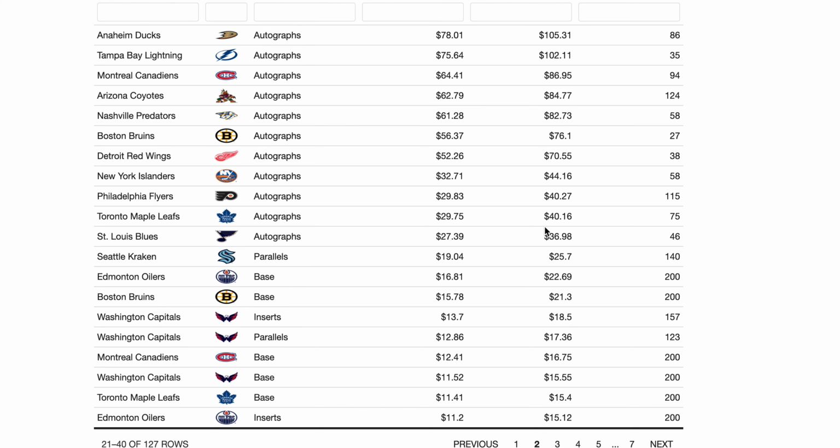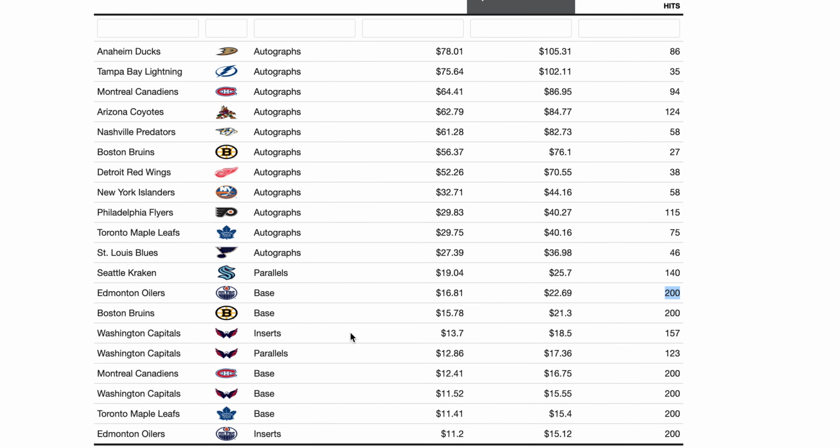You can see the dip here in the base. The base just drops off, and that comes in 200 cases. So interesting that only on the second page am I starting to get base. There must be a lot of low value cards.